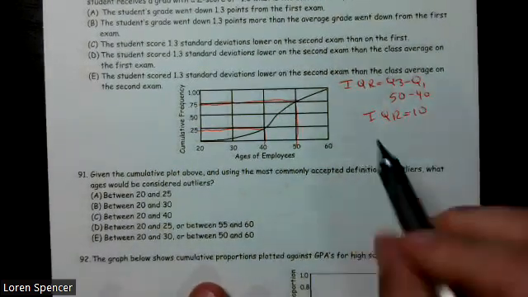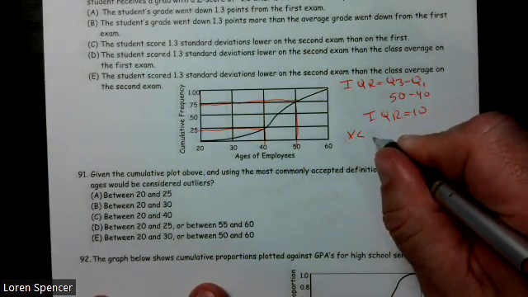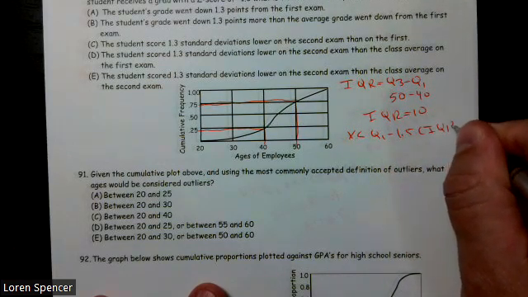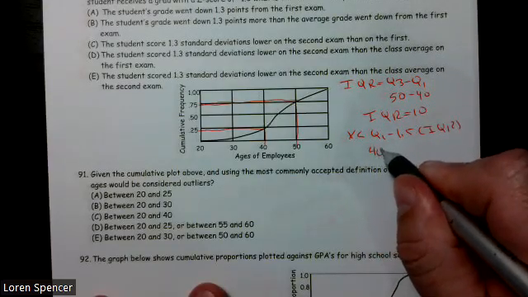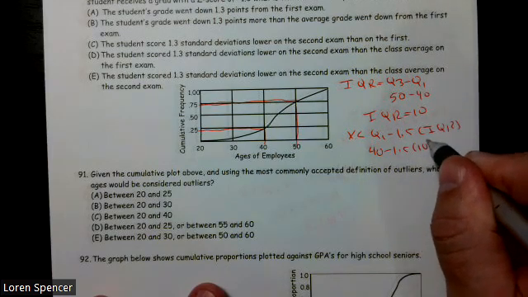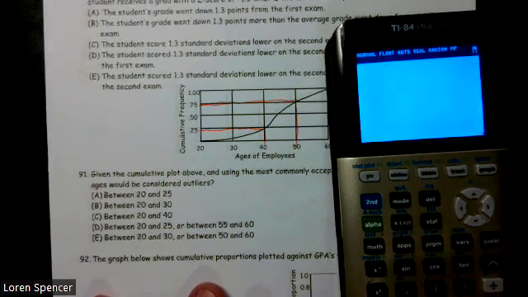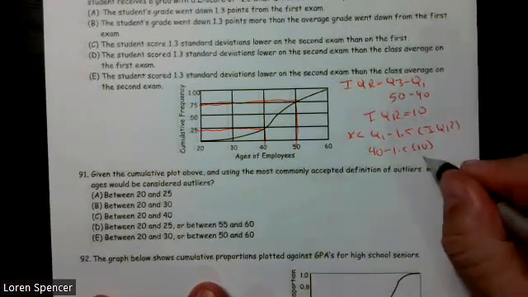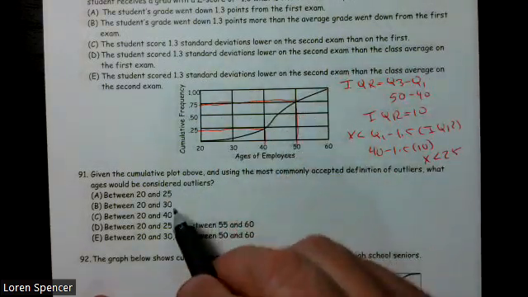Well, to be an outlier, X must be less than Q1 minus 1.5 times the IQR. In this case, Q1 was 40, so 40 minus 1.5 times 10. When I go on the calculator, 40 minus 1.5 times 10, I end up with 25. So I need an X value less than 25. Anything less than 25 is an outlier.